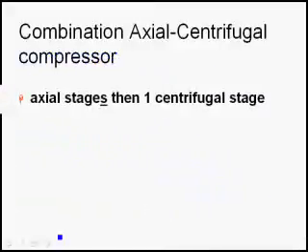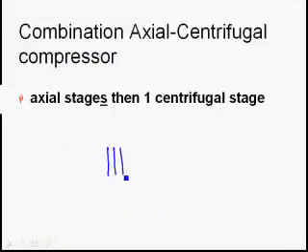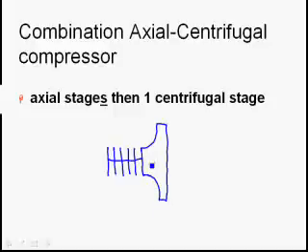Now, you can stick several axial compressor stages, and I'm not going to draw the stationary blades in here, and then have a centrifugal compressor stage, and you'll get a combination of it. You'll get better TSFC because you have higher compression, but you'll save weight because you'll have a centrifugal impeller, which doesn't weigh as much for the amount of pressure.